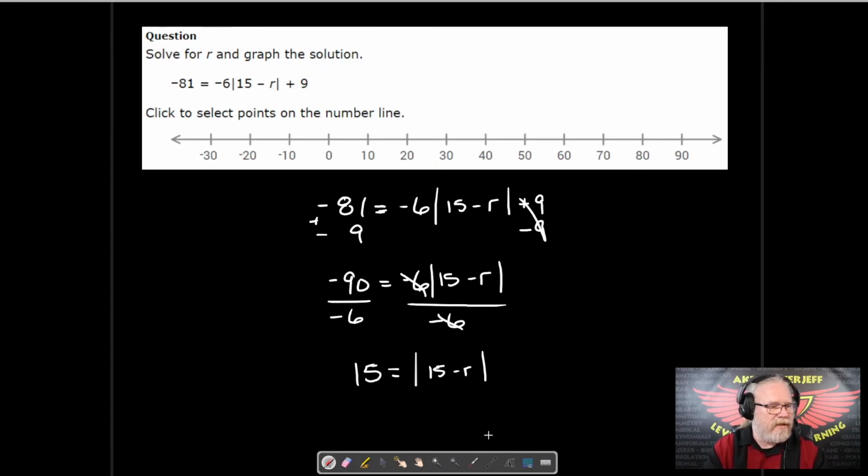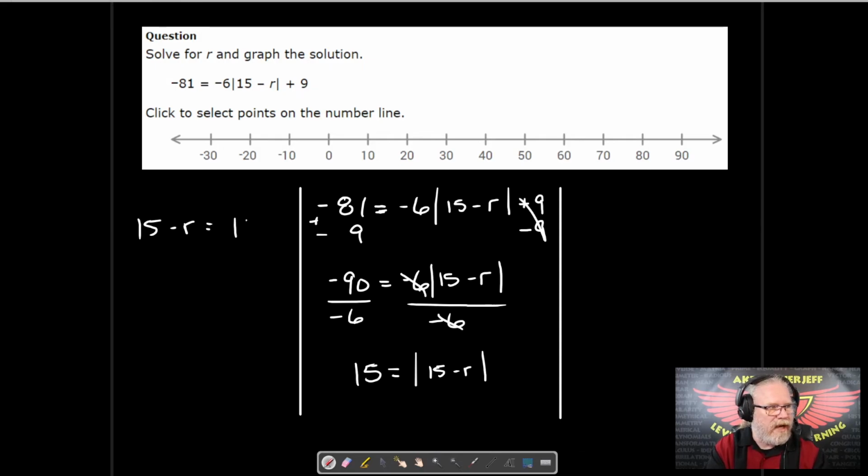So now I need to set up my two separate equations. I'll put my little divider line there so we can keep our math separated. And we're going to set this up as 15 minus r, just taking what's inside of the absolute value portion, set that equal to the positive form of it, positive 15, and then on the other side, 15 minus r equals the negative form of it, negative 15. Let's go ahead and subtract 15 from each side. And what we do to one side, we do to the other.